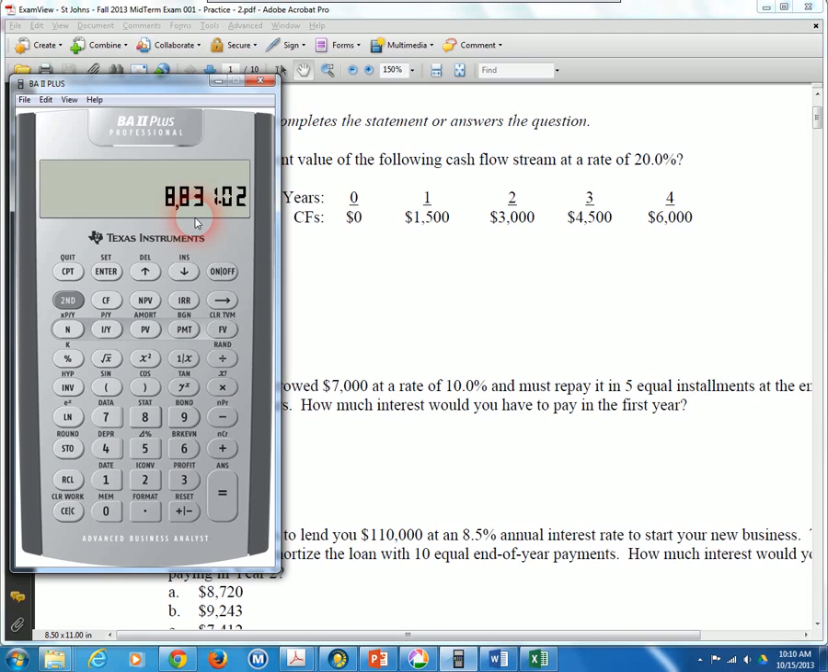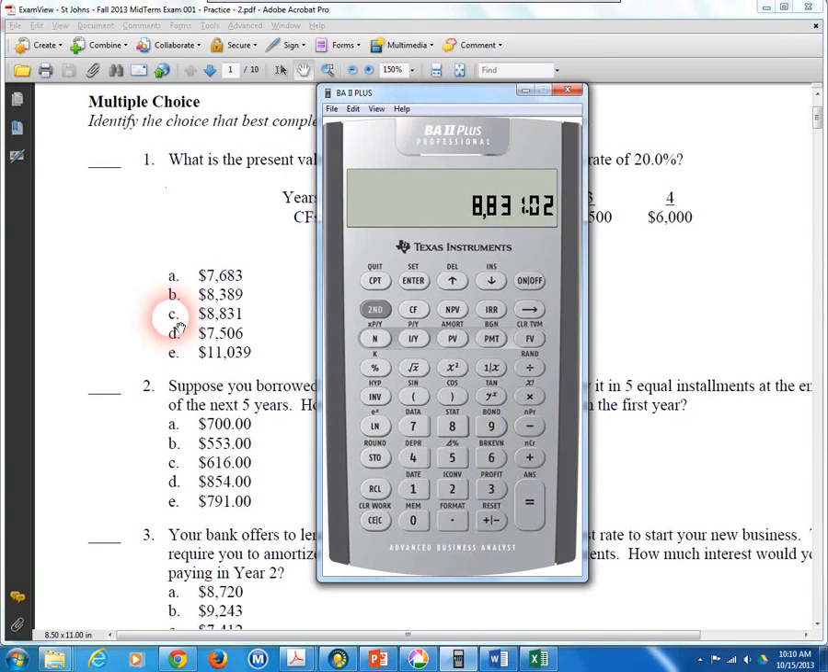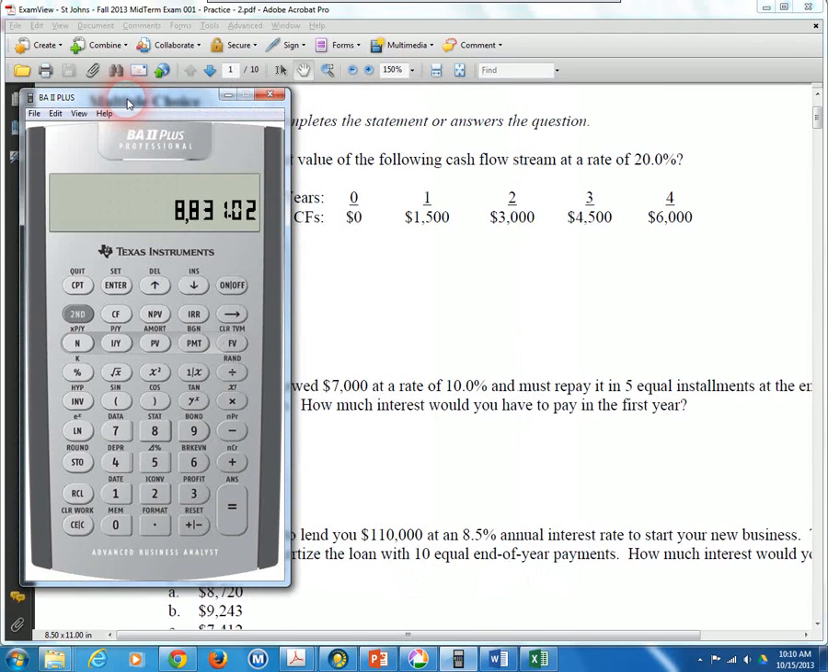Close the bracket, hit the equal to sign, and you get the same answer as you did when we used the inbuilt cash flow calculator. So again, if you look, option C is essentially 8,831, which is what we got, and that's what you need to select.